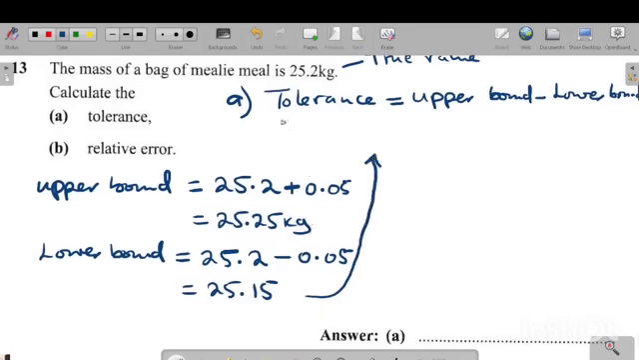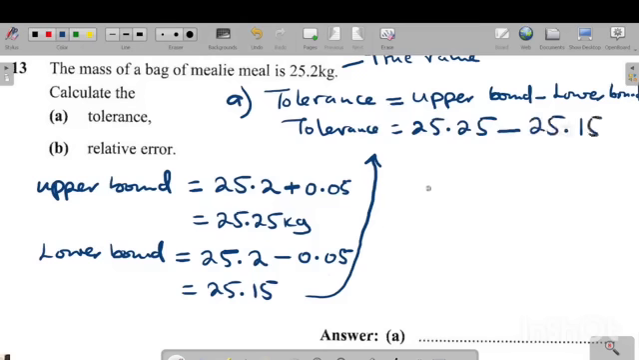All right. So now we go back to our formula for finding the tolerance. Tolerance is equal to the upper bound. The upper bound is 25.25. Then minus the lower bound. The lower bound is 25.15.